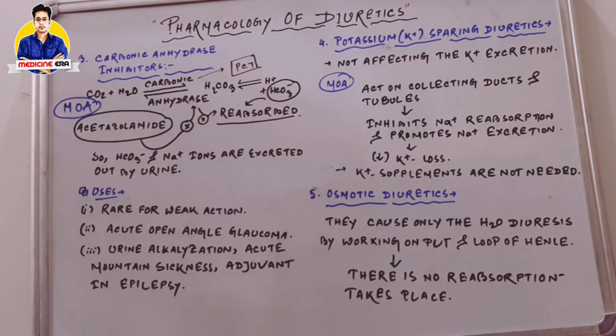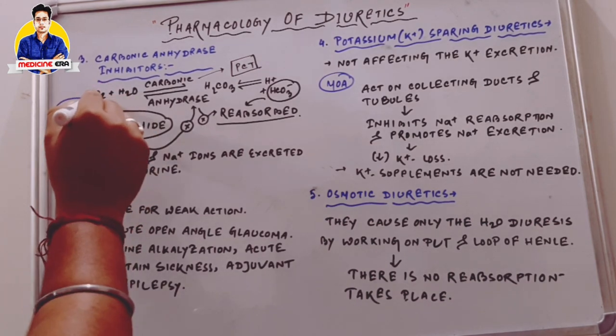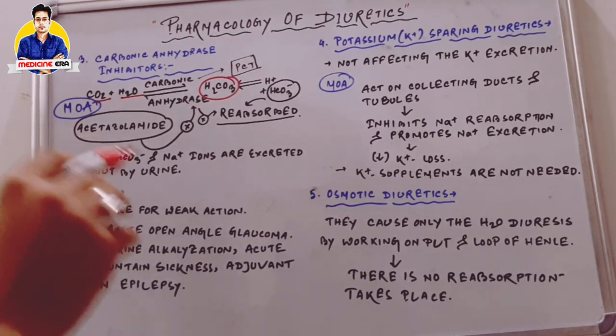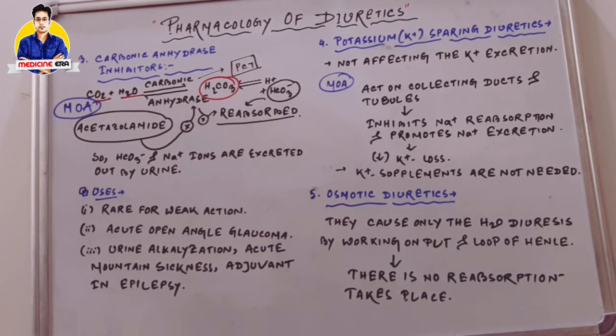So number 3 is carbonic anhydrase inhibitors. Carbonic anhydrase is an enzyme. Okay. So this enzyme is present in proximal convoluted tubule cells. The main function of this enzyme is it is used in the reaction of carbon dioxide and water to form carbonic acid. Okay. And for the dehydration of carbonic acid, this enzyme is also used.